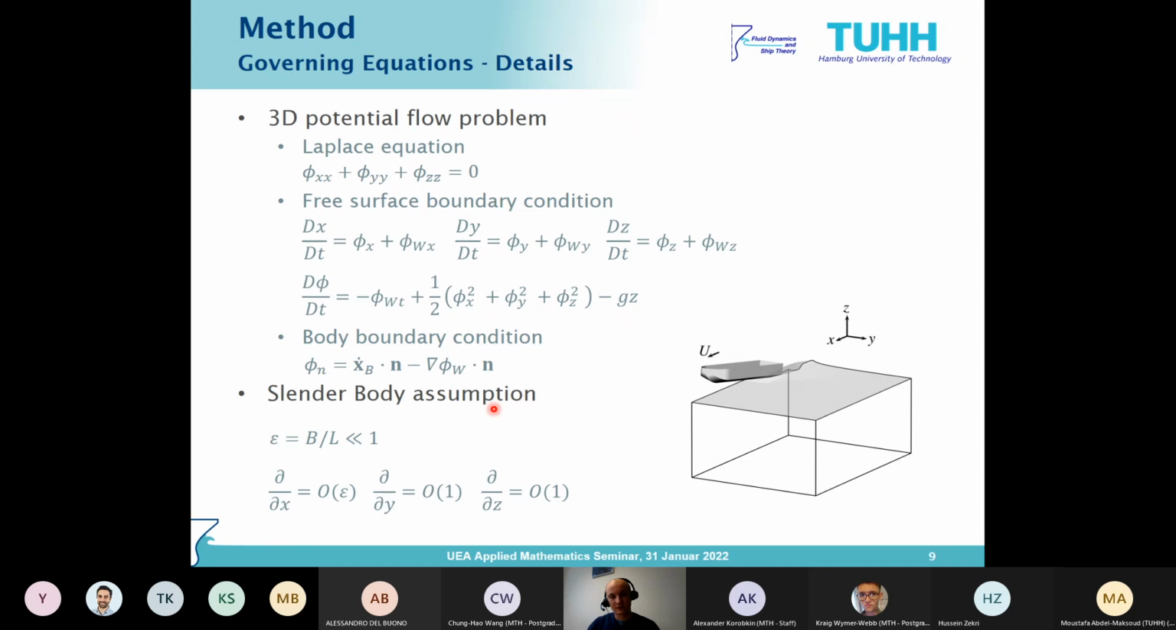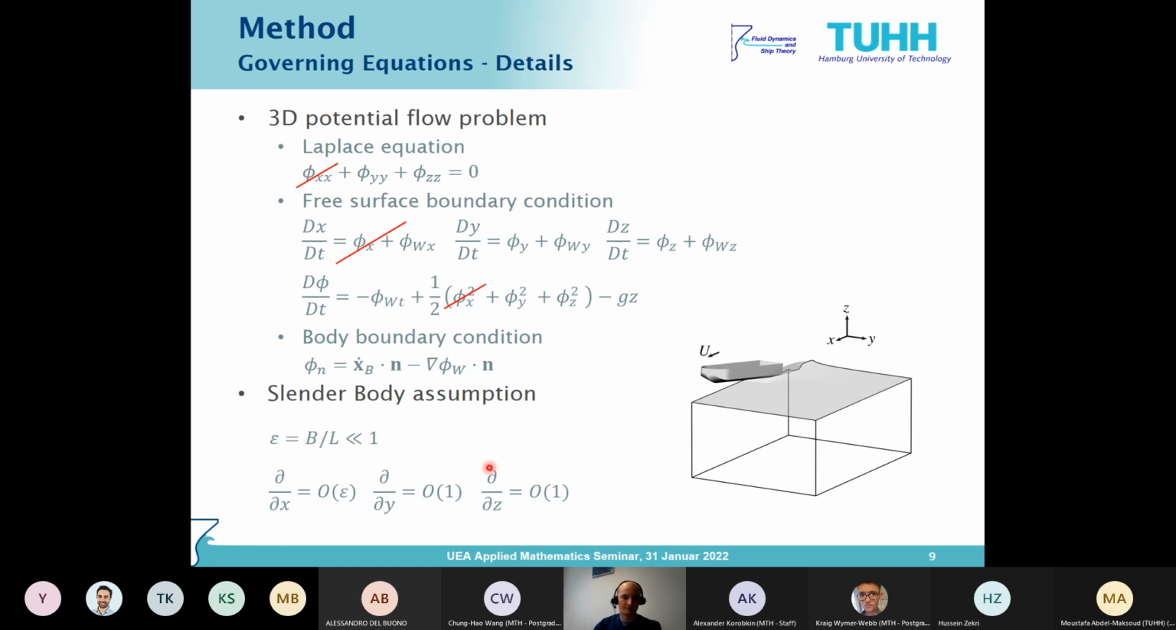And now we make slender body assumptions. This means we define a slenderness parameter, which is the beam divided by the length of the ship. And we assume that this parameter is very small. And if this parameter is small, we then assume that derivatives in x direction, which are proportional to this parameter, vanish as well. And this results then in all derivatives in x direction being neglected.